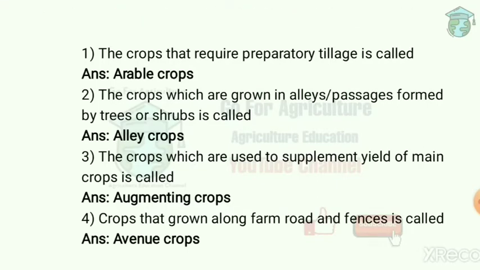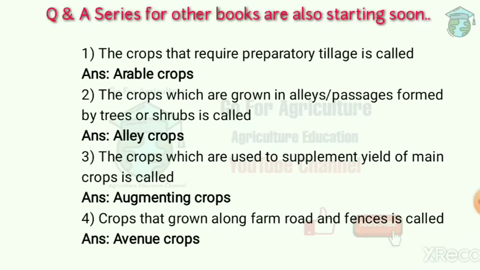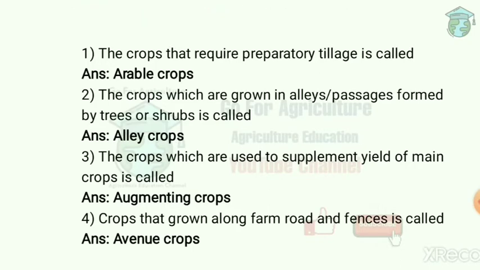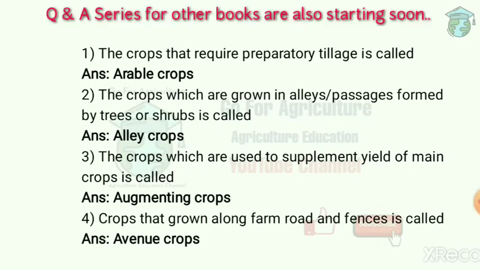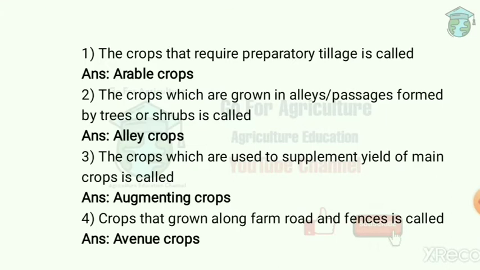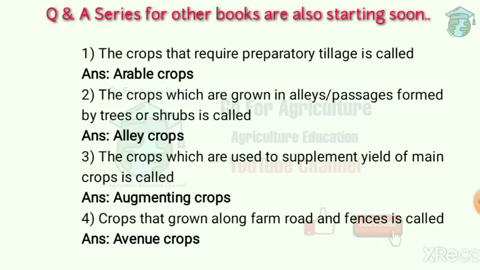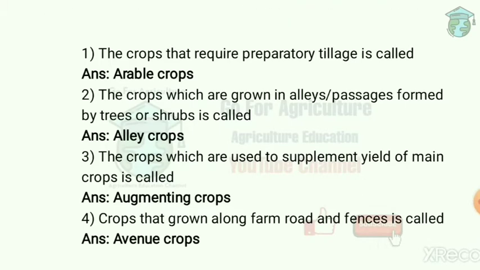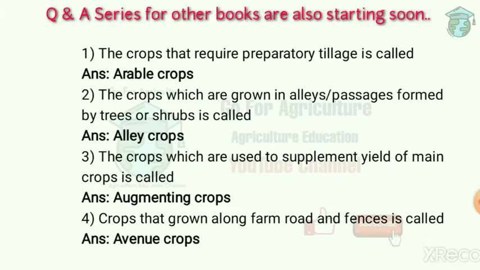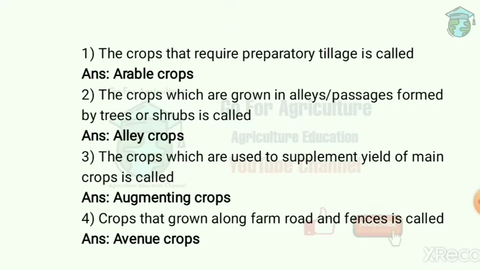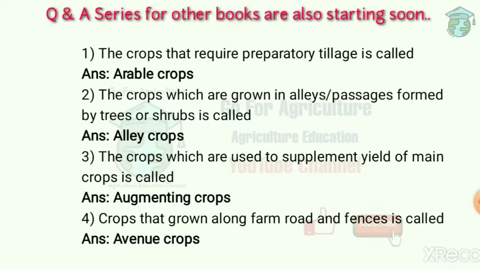Next one, the crops which are grown in alleys or passages formed by trees or shrubs are called alley crops. This is to hasten soil fertility restoration. Example is eucalyptus. Next one, the crops which are used to supplement yield of main crops are called augmenting crops. Augmenting crops usually supplement the yield of main crops. For example, berseem.